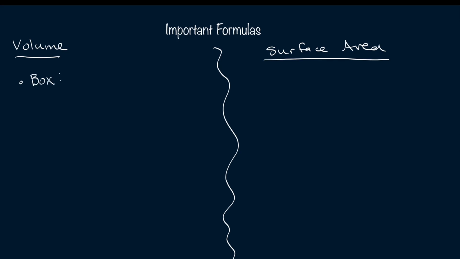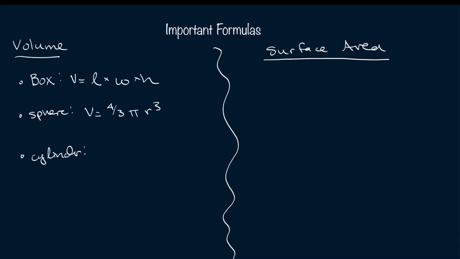For a box, the formula we use is V equals L times W times H, so length times width times height. A sphere is V equals 4 over 3 pi r cubed. A cylinder is V equals pi r squared h, where h is height. And for a cone, we have V equals 1 over 3 pi r squared h.